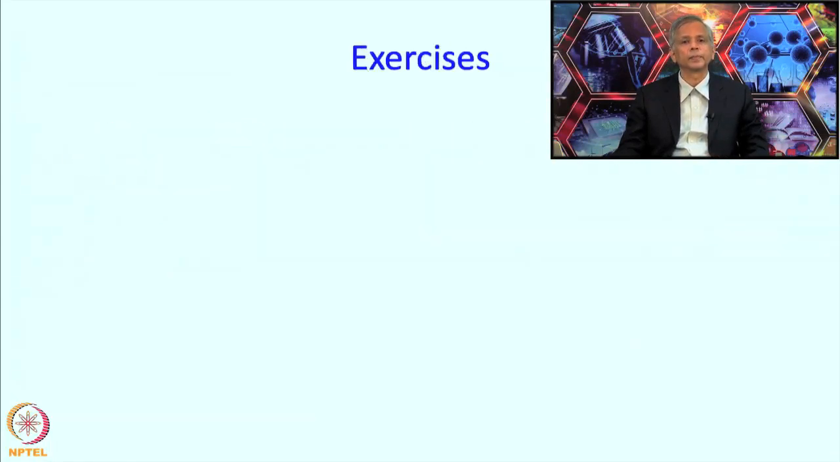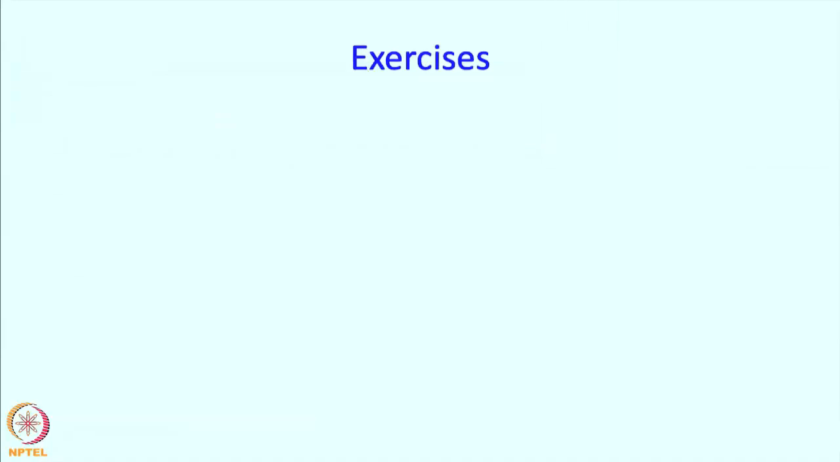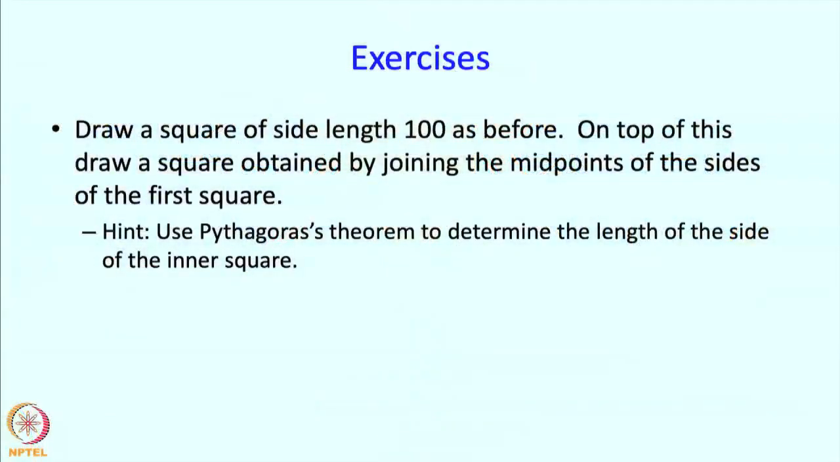It will just happen. Okay, so here is a small exercise based on what we have seen so far. Draw a square of side length 100 as before. But on top of this, you are to draw a square obtained by joining the midpoints of the sides of the first square. So now you will have to calculate what the side lengths of this new square are. So you can use Pythagoras' theorem to determine the lengths of the sides of the inner square, and then you will typically need to do a square root calculation, but you know how to do square roots, and so you can use that to decide how much the turtle is supposed to move.